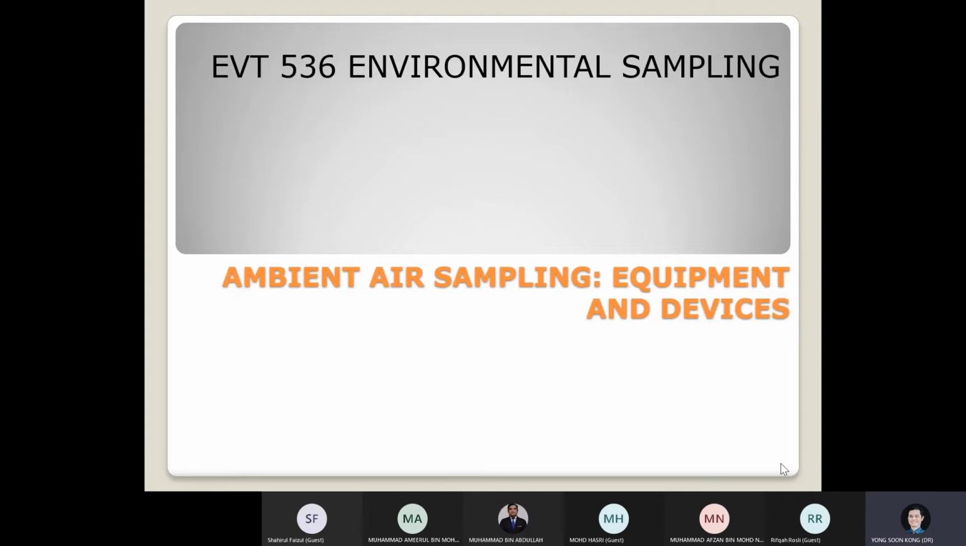Just for your information, ambient means the original state, okay, the original state of the air. So when we're talking about ambient air sampling, that means we are conducting the activity to collect air samples at its original state without any source of pollution. So you can say that this is mainly the activity of DOE and also Jabatan Meteorologi. Okay, so I'm going to bring you through this slide, then you will understand why.